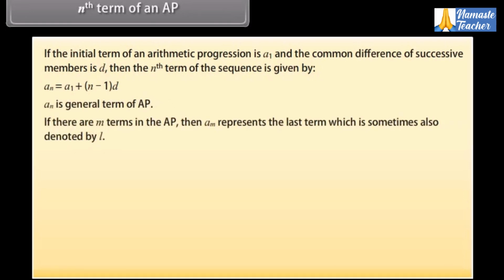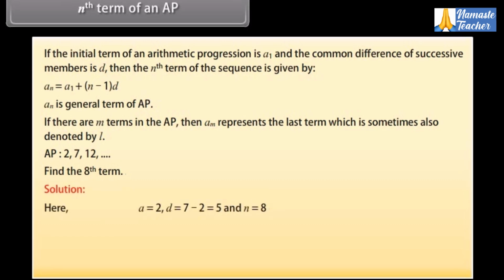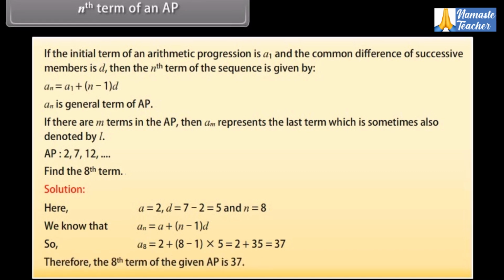If there are M terms in the AP, then Am represents the last term, which is sometimes also denoted by L. Now by using the formula of nth term, let's find the 8th term of the given AP. Here A is equal to 2, D is equal to 7 minus 2, which is 5, and n is equal to 8. We know that An is equal to A plus (n minus 1) D. So, A8 is equal to 2 plus (8 minus 1) into 5, which is equal to 2 plus 35, which equals 37. Therefore, the 8th term of the given AP is 37.